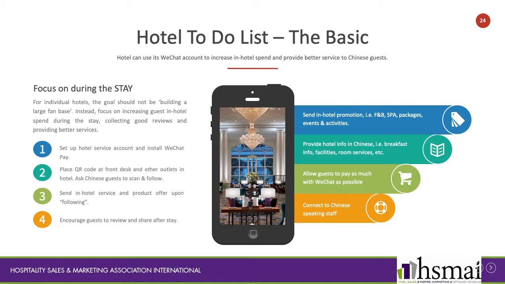WeChat has tight control on spamming. So it's not like, because you have someone following you, you can just send them anything. That's not the case. For a service account, you can only post 4 times a month. Within each post, you can have 8 articles. But you can't just spam people with random stuff. The exception is right after the user follows you: within 48 hours, you can send group messages based on this as much as you want.